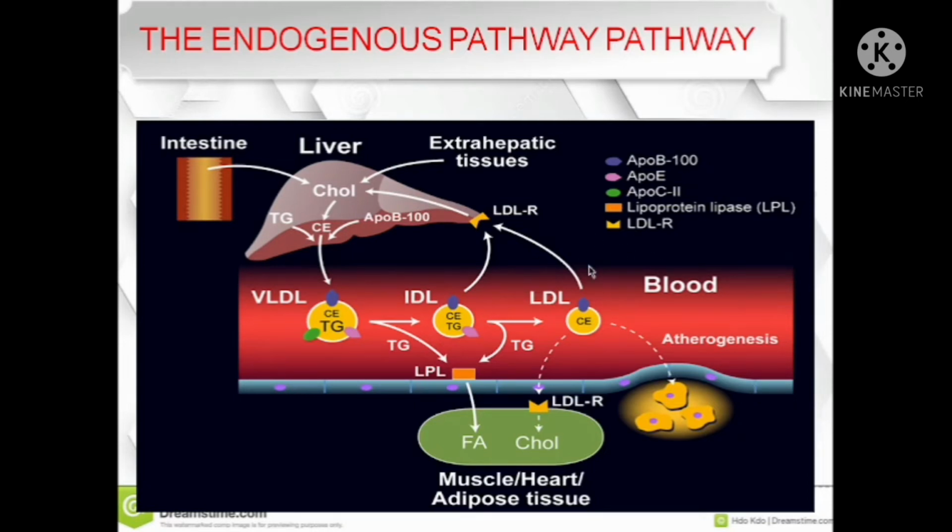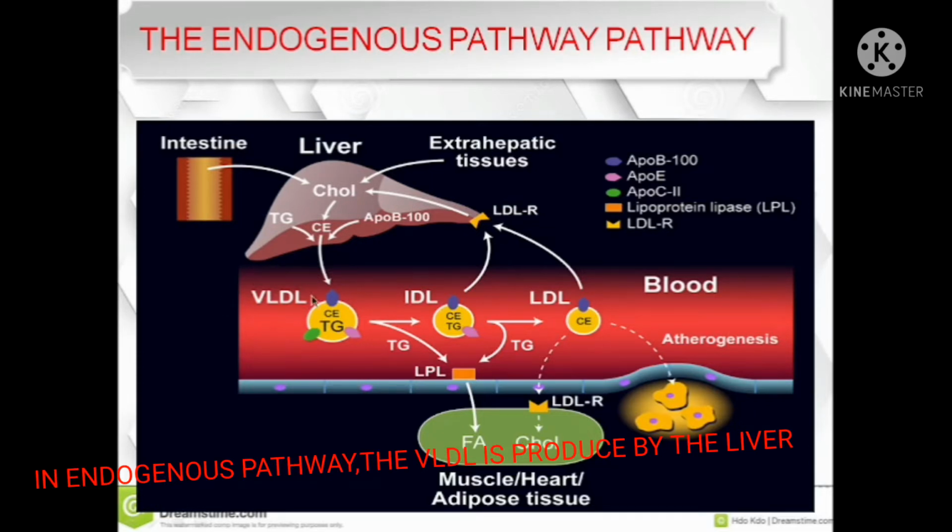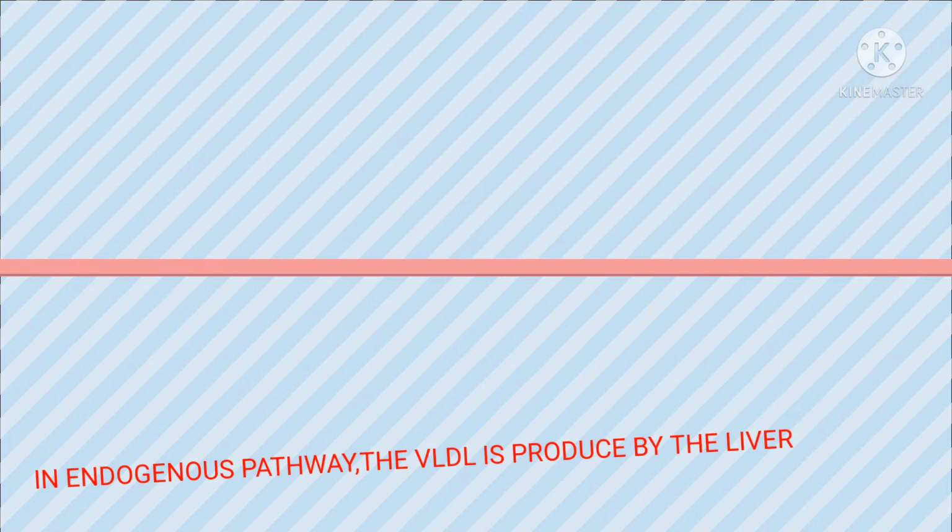Now, the endogenous pathway resembles the exogenous pathway, especially in the earlier stage. But unlike the exogenous pathway, where there is episodic production of chylomicrons and an increased amount of chylomicrons in circulation, here it is different.